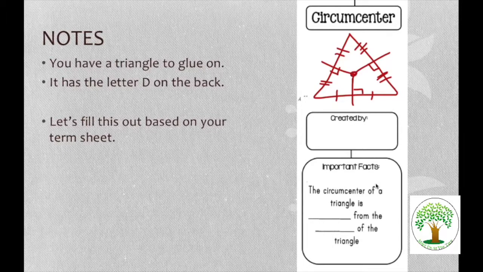They should all come to a point of concurrency in the middle. They'll be glued right there. How was the circumcenter created? You have what kind of bisectors? Perpendicular bisector. So right here in this little piece, you're going to write perpendicular bisector. If you want to abbreviate, or write the whole word perpendicular bisectors, it's up to you.